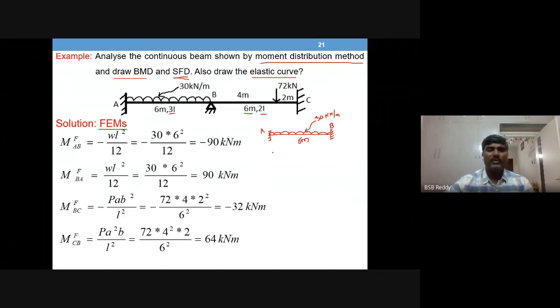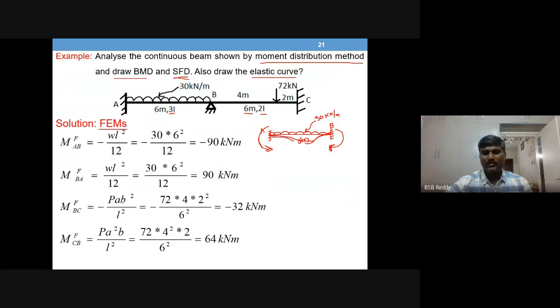What are the fixed end moments for a fixed beam with UDL? WL square by 12. How will the moments be? These are the fixed moment directions. We have been discussing all this right from the slope deflection method, why such directions we give. Left support anti-clockwise, right support clockwise, because the beam is going to bend like this.